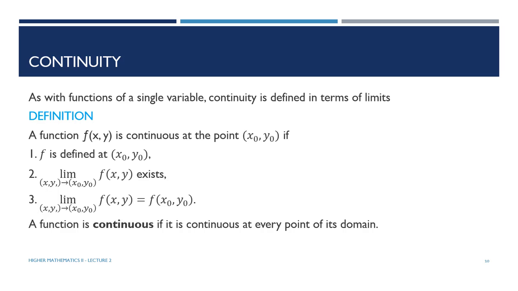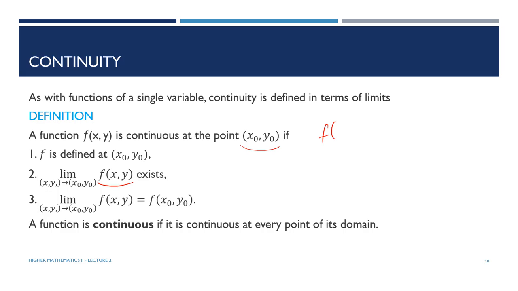With functions of a single variable, continuity is defined in terms of limits. The definition says a function f of x, y is continuous at the point x0, y0 if f is defined at x0, y0. The first one, f should be defined. The second rule says the limit of the function as x, y tends to x0, y0 exists. In the third case, the limit of the function and the function's value should be equal to each other.